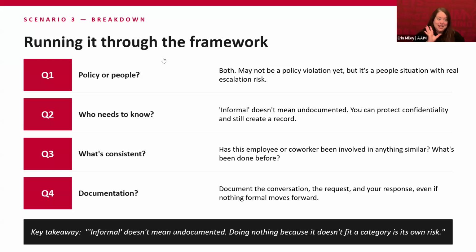And that gets into investigation. And again, this is not an investigation. The gray zone is exactly where liability starts to grow. Doing nothing because a situation doesn't fit neatly into one category or another, harassment or policy violation, is its own risk. Informal is a process choice, not a documentation choice here. Just keep that in mind. Those are two different things. So that is how this process would play out in this kind of framework.